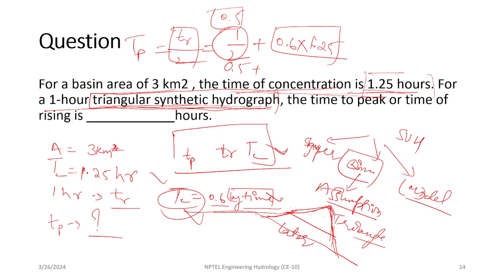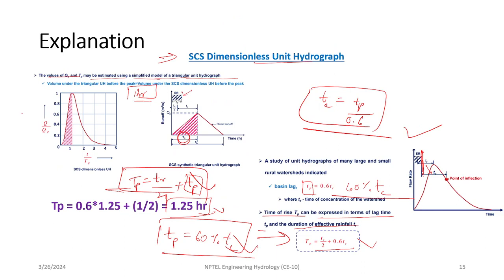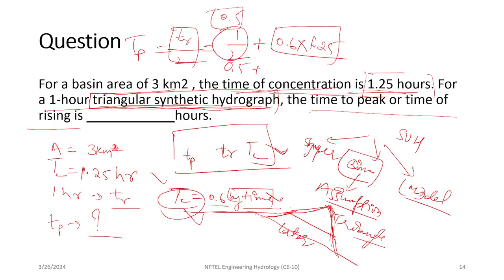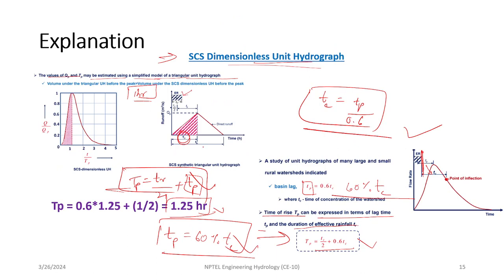Then the question was asking about the time to peak or time of rising. So how was the approach made? You can see the SCS-CN dimensionless unit hydrograph. In this question, the additional thing that I forgot to mention is the excess rainfall. This is also a unit hydrograph kind of thing. So ER, that is excess rainfall, will be 1 centimeter only. Now the remaining part: we are deriving this formula that you can see here, TP equal to TR by 2 plus 0.6 TC. How are we deriving this?